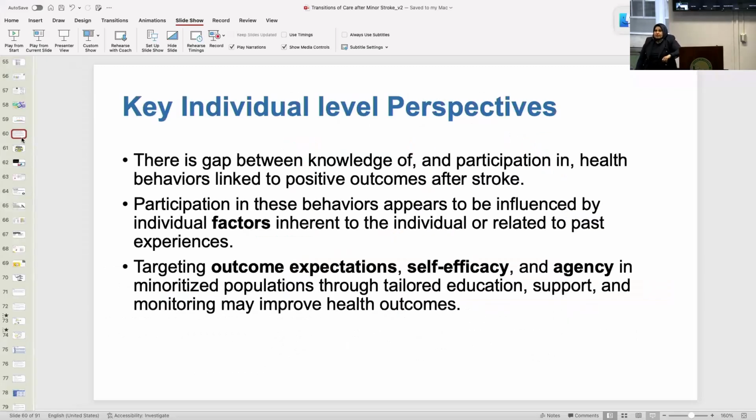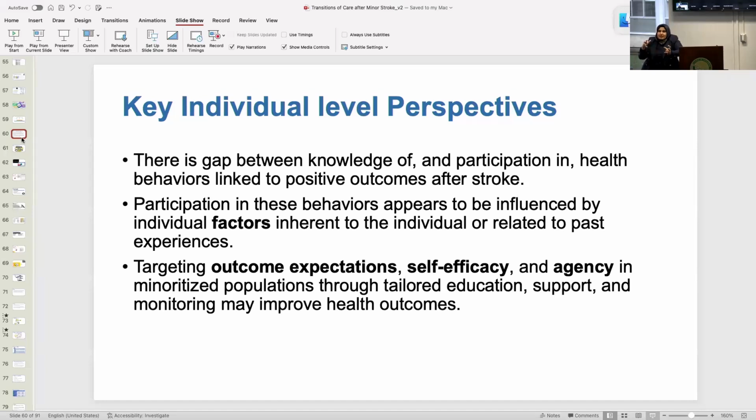Again, these are the key individual factors. So there's a gap between the knowledge and participation in these behaviors, and why we don't have these systems in place, because it starts at that individual level. How do you get them? How do you get people, including myself, to be more engaged? It starts at the individual level.